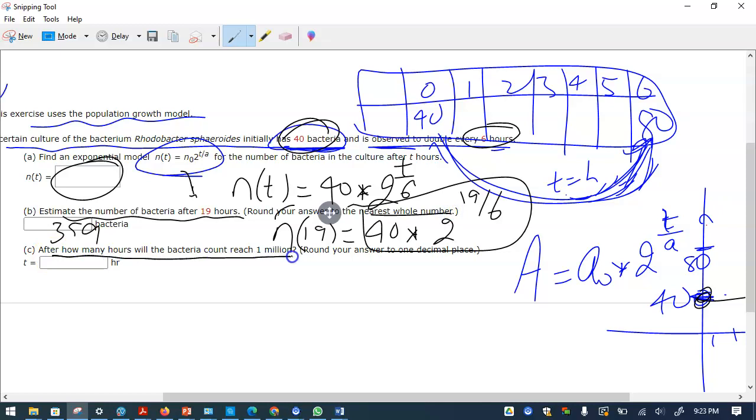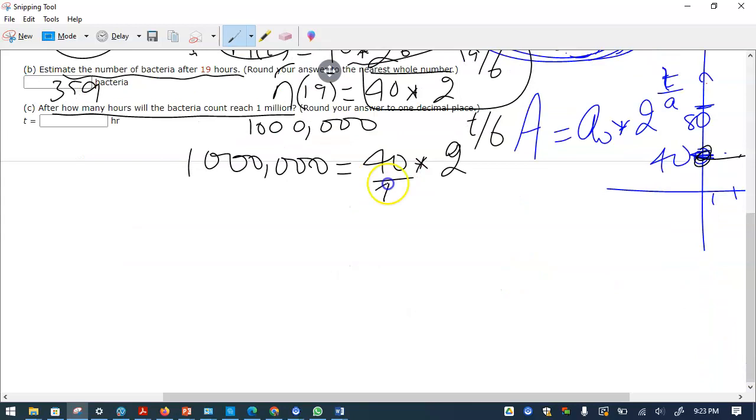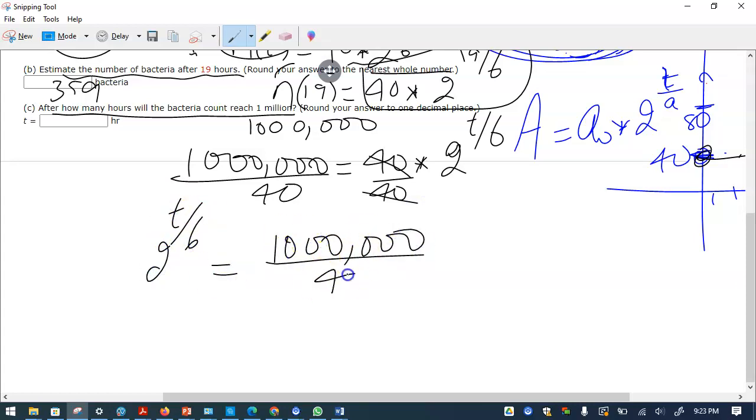There's one more question asked: when will it be 1 million? Now, what is 1 million? 1 million is a thousand thousand, right? So all you do is, instead of this N of t, you put 1 million here equals 40 times 2 raised to t over 6. So how do we solve for t? So divide by 40, so I'll just write 40 here, and this will cross out. So you will be left with 2 raised to t over 6 equals 1 million divided by 40.